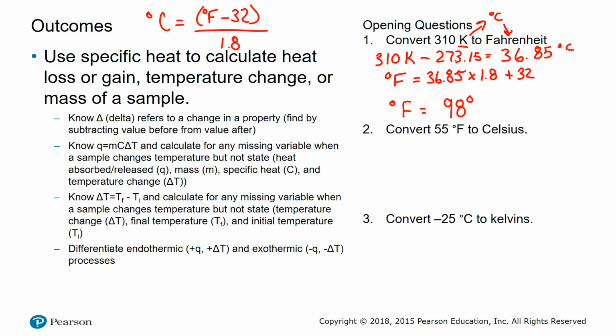All right, questions? All right, so for this one, we're just going to use this formula, plug it in there. So degrees Celsius equals 55 minus 32 divided by 1.8. And I'm going to keep it in a whole number again. So 13 degrees Celsius. And then converting Celsius to Kelvin.